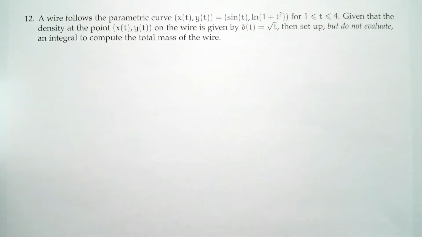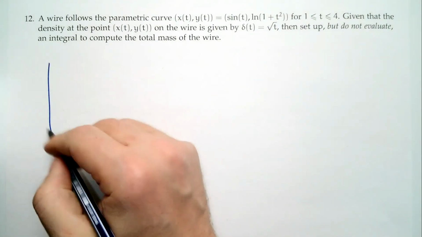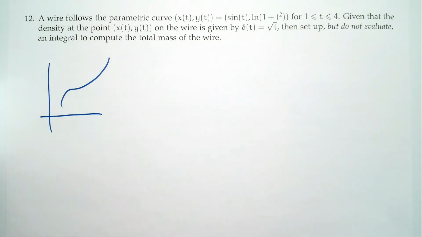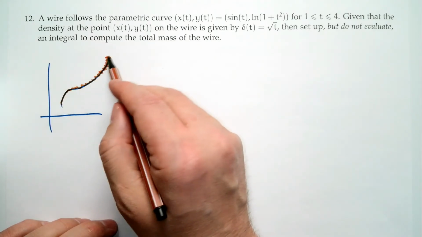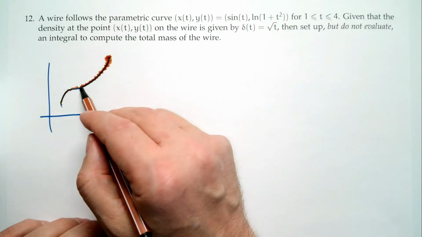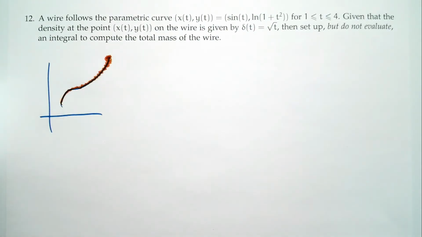Number 12. A wire follows a parametric curve, x of t, y of t equals sine of t, log of 1 plus t squared. I don't know what that looks like, so we'll say it looks like that. Time goes from 1 to 4. And we're told that the density at a point x of t, y of t is given by some function, delta t equals root t. So it looks like the further you go on the wire, the more dense it is. So there's more density towards the end of the wire than there is in the middle. So the wire grows in weight as you move along.